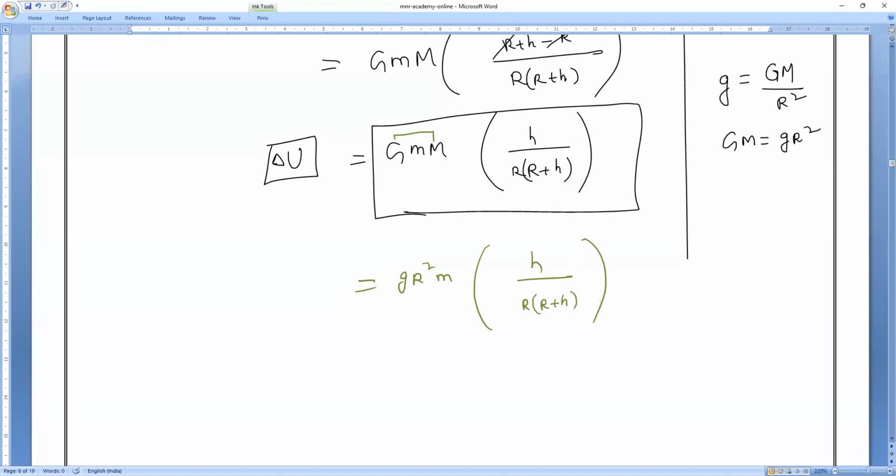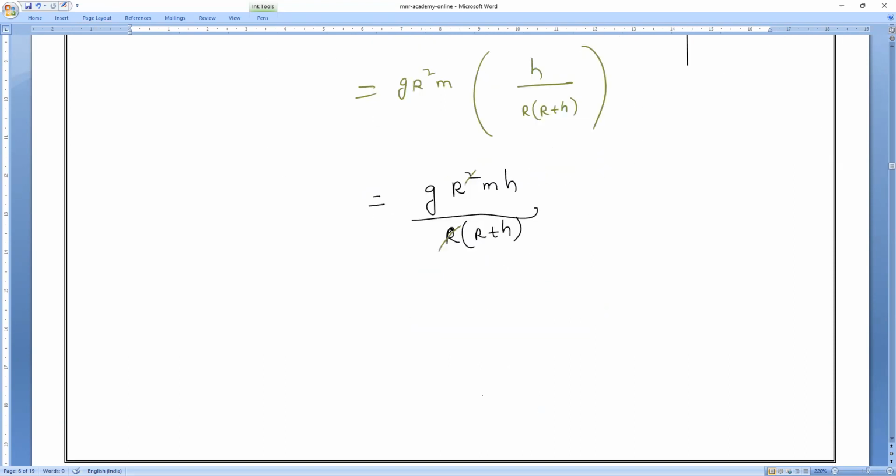Any problem for anybody, you can ask me. Does everyone understand? Now, g into R square, m into H divided by R into R plus H. Now here immediately something will get cancelled. R square and R will get cancelled. So what is it? g into R into m into H divided by R plus H.